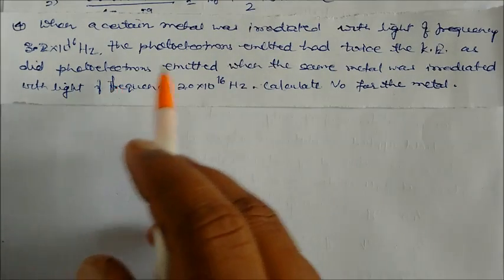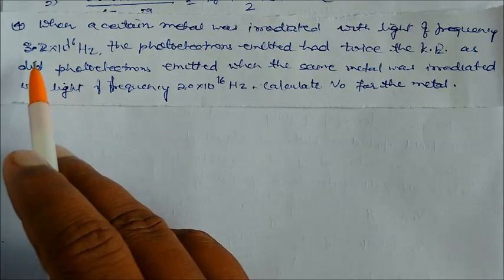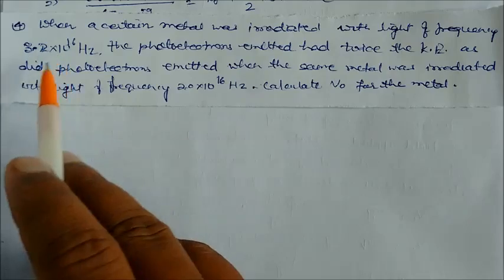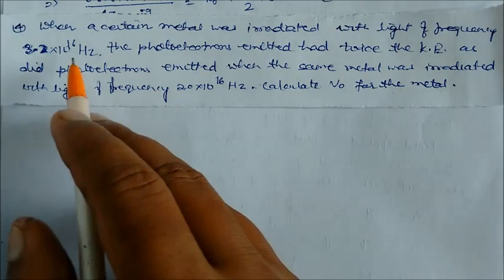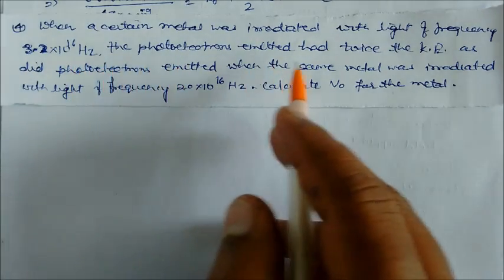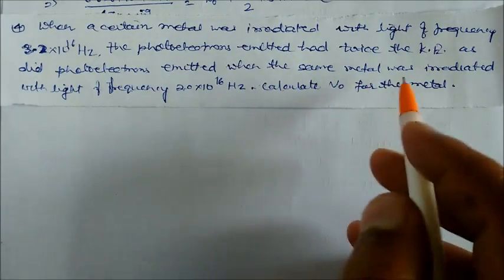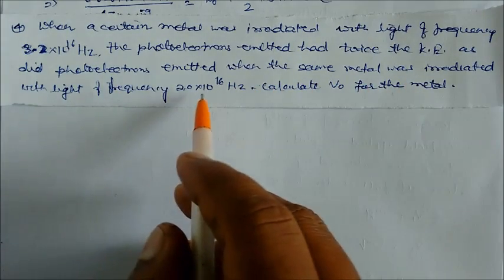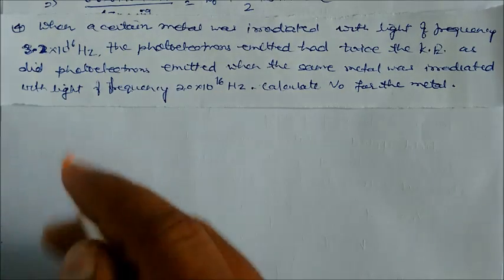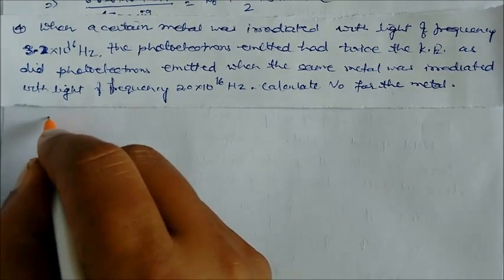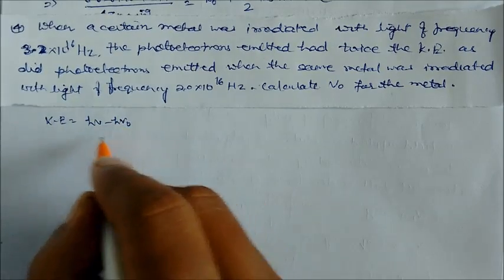When a certain metal was irradiated with light of frequency 3.2 into 10 power 16 hertz, the photoelectrons emitted had twice the kinetic energy as did photoelectrons emitted when the same metal was irradiated with light of frequency 2 into 10 power 16 hertz. Calculate the threshold frequency of the metal. So again we use this formula: kinetic energy is equal to h nu minus h nu naught. So this is the formula.